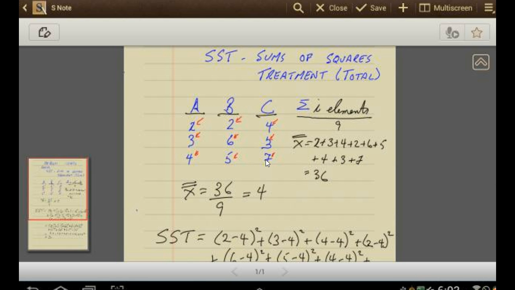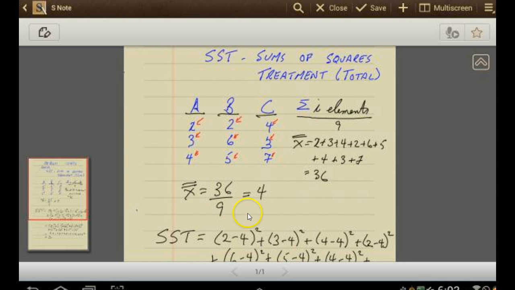Now, in order to find the sum of squares total, what we're looking for is the difference between the grand mean and each data item. So the first one is going to be the 2 from the first column, minus the grand mean. How do we get the grand mean? The grand mean is gotten by adding all the data items and dividing by the number of data items.